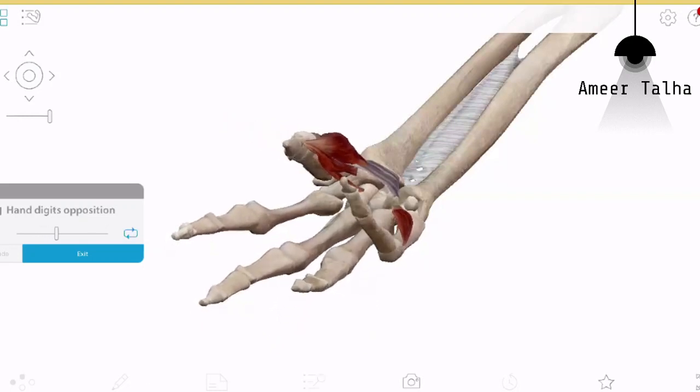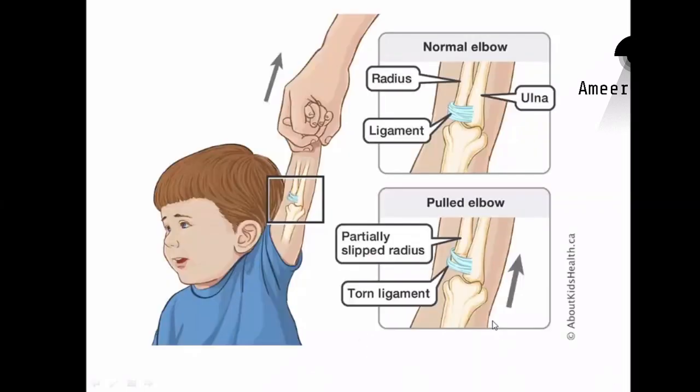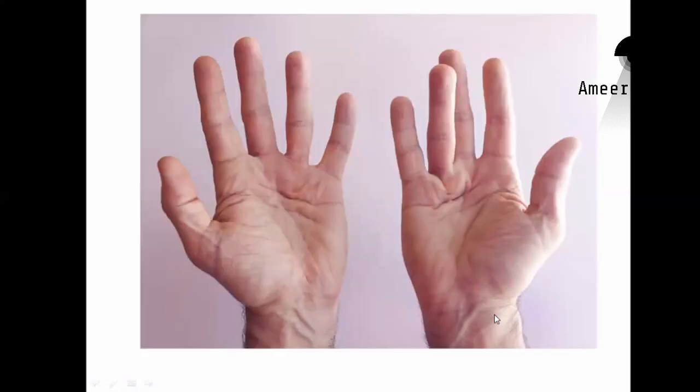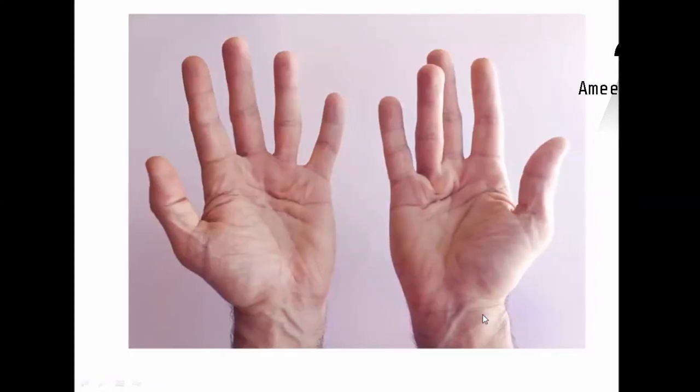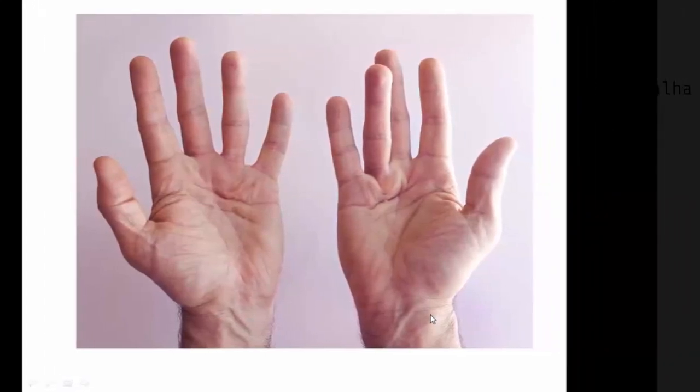Okay, so now moving back to our main presentation. Folded elbow, we have talked about the folded elbow. What you see in these images. Now we will be moving quickly so that we can cover the important clinical aspects.